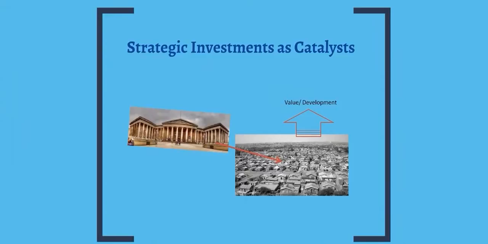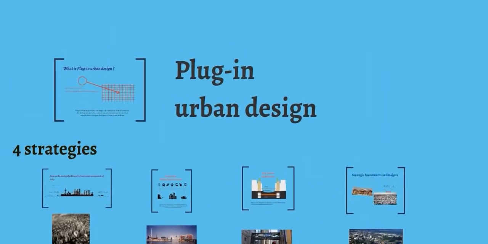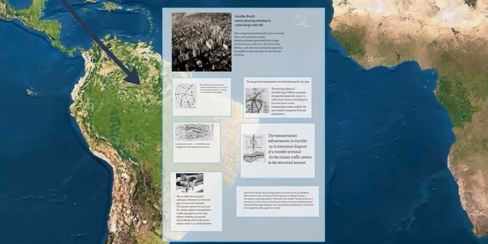Strategic investment as catalyst. Curitiba, Brazil. Master planning and plug-in urban design. With a population growth of 5% a year in the early 1960s, and contemporaneously with the excitement generated by the design and development of Brasilia, the municipality felt that a new plan was needed and organized a competition to generate ideas for what the city should be.